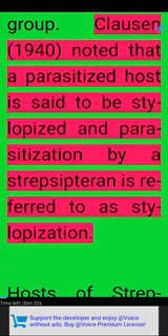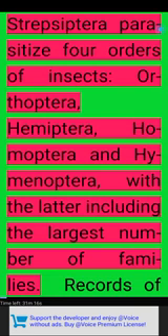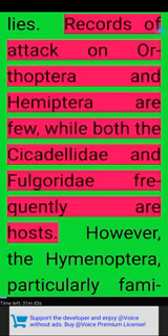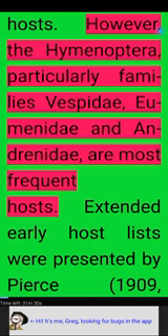Clausen 1940 noted that a parasitized host is said to be stylopized, and parasitization by a Strepsipteran is referred to as stylopization. Hosts of Strepsiptera. Strepsiptera parasitize four orders of insects: Orthoptera, Hemiptera, Homoptera and Hymenoptera, with the latter including the largest number of families. Records of attack on Orthoptera and Hemiptera are few, while both the Cicadellidae and Fulgoridae frequently are hosts. However, the Hymenoptera, particularly families Vespidae, Eumenidae and Andrenidae, are most frequent hosts.